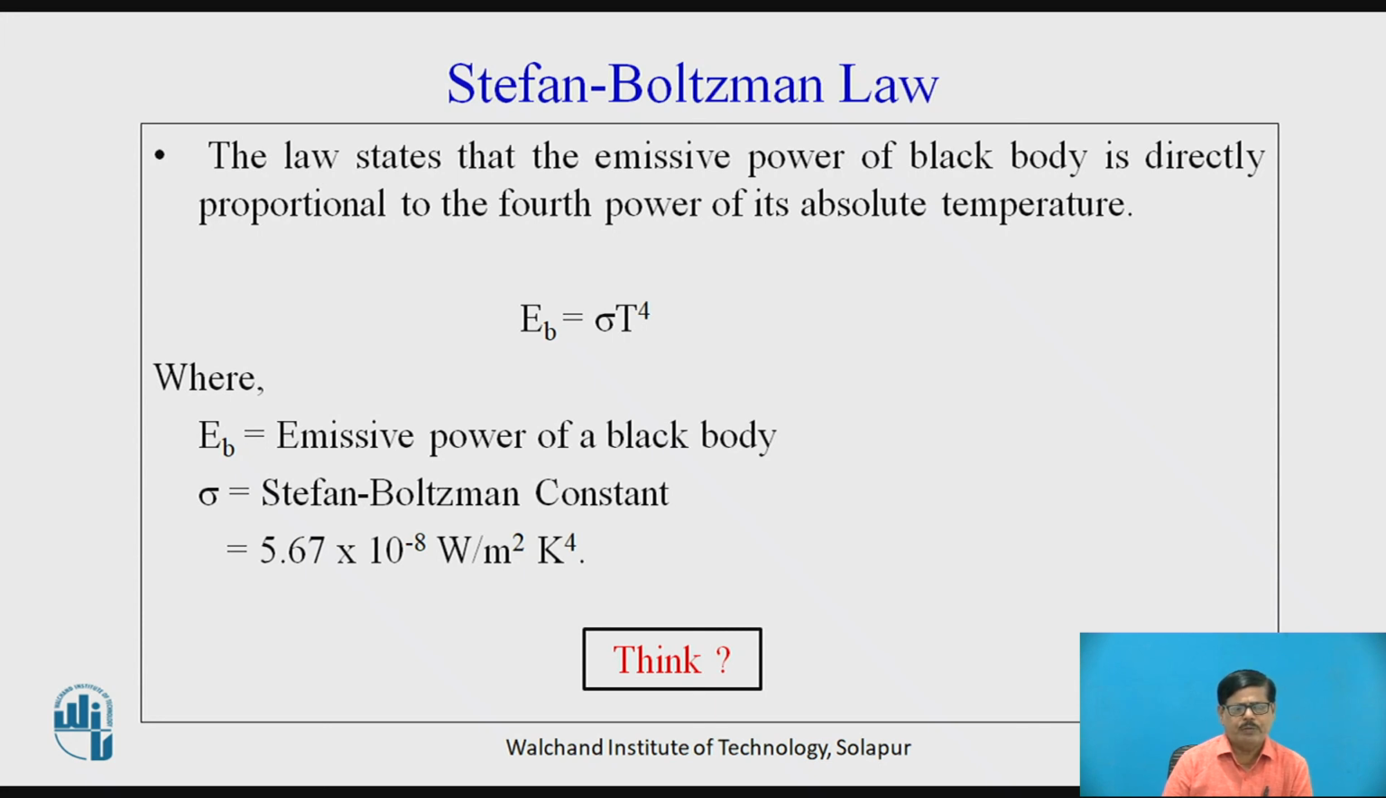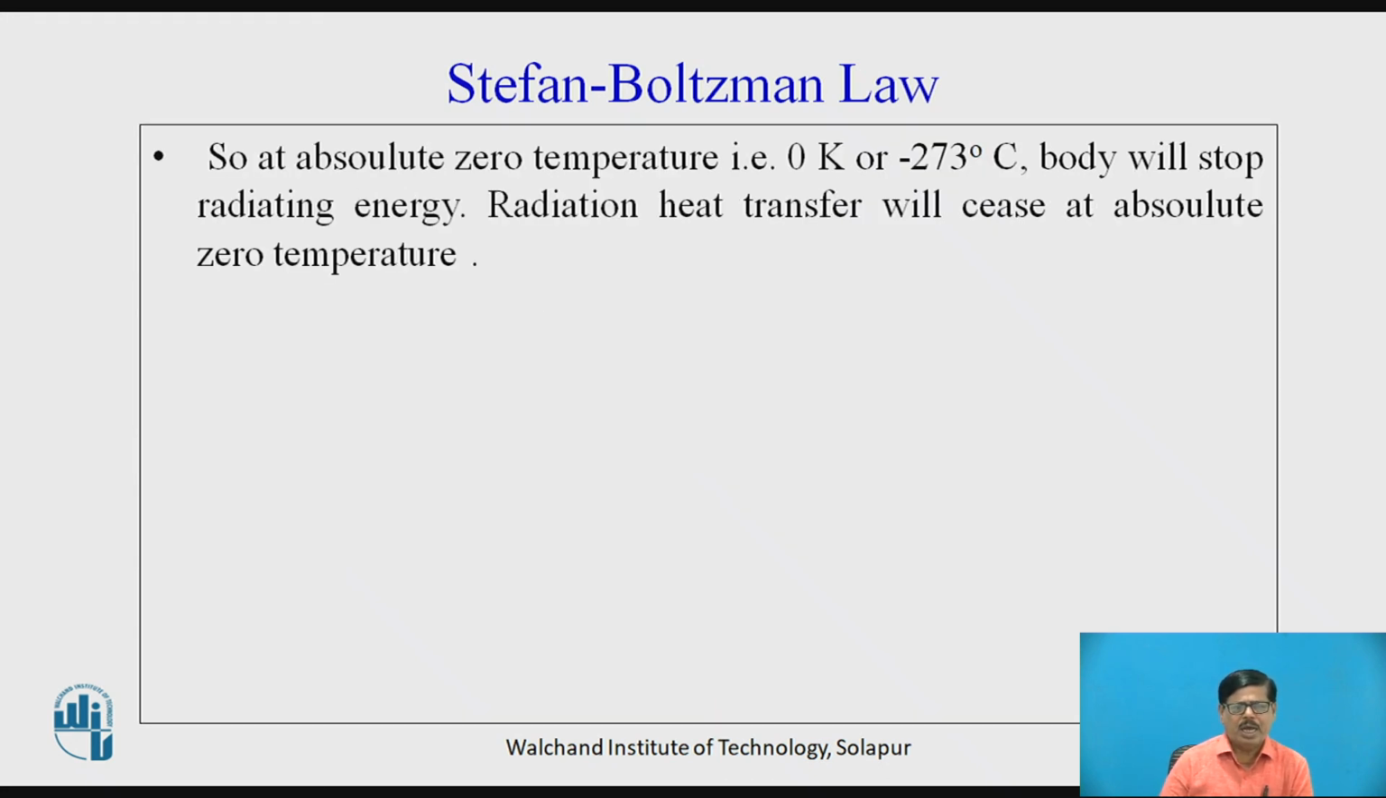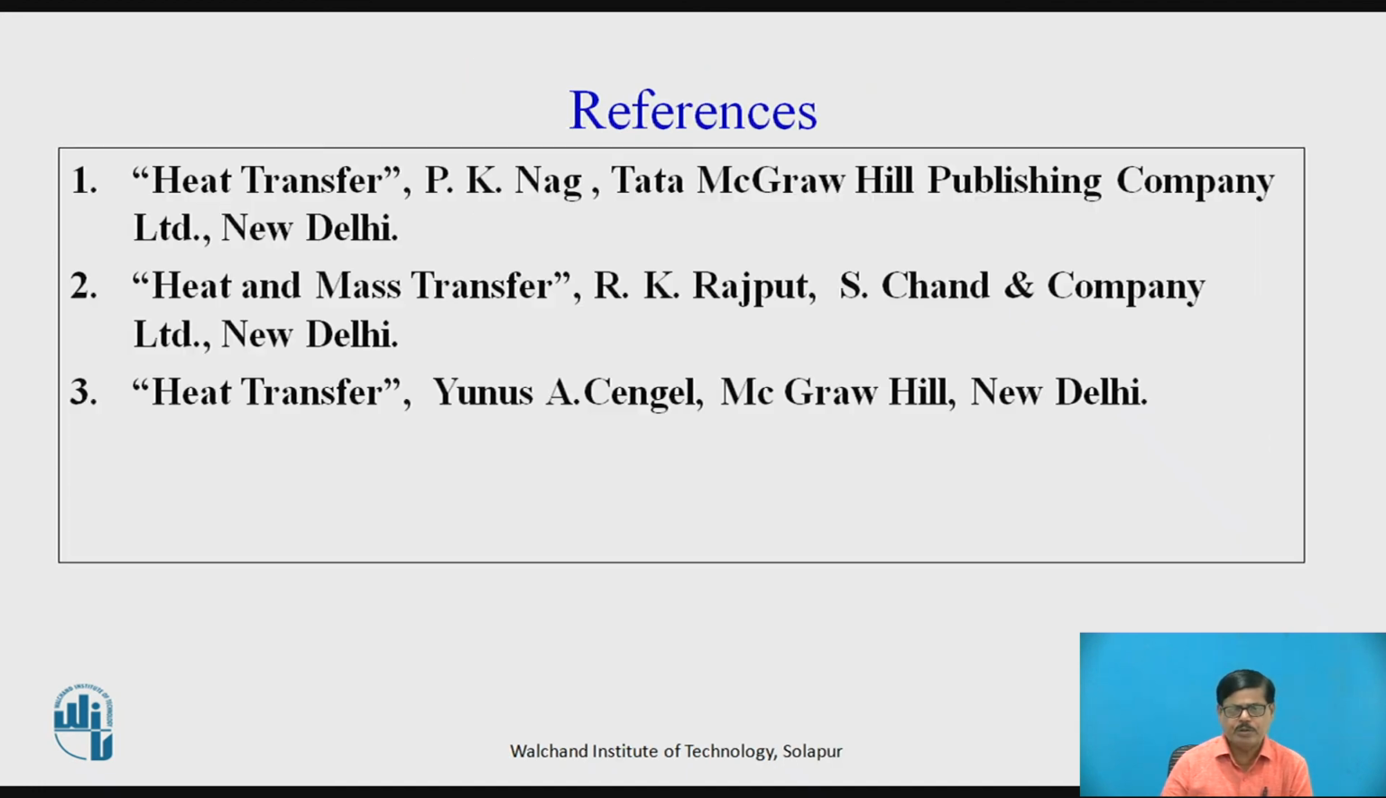Now from this equation we can think about at what temperature the body will stop radiating energy. From this equation we can see that at absolute zero temperature, that is 0 Kelvin or minus 273 degrees Celsius, the body will stop radiating energy. So radiation heat transfer ceases at absolute zero temperature.